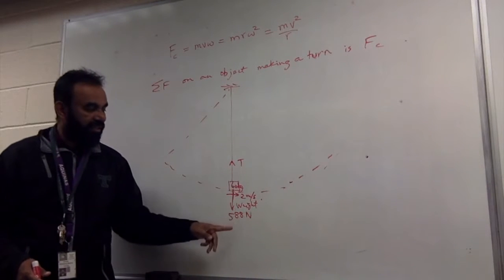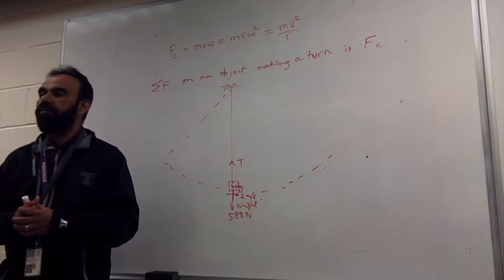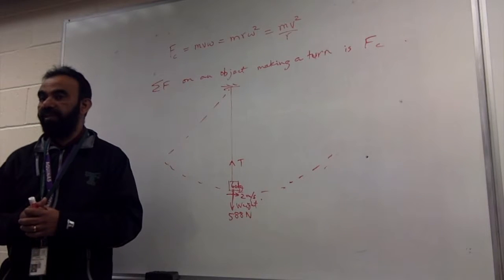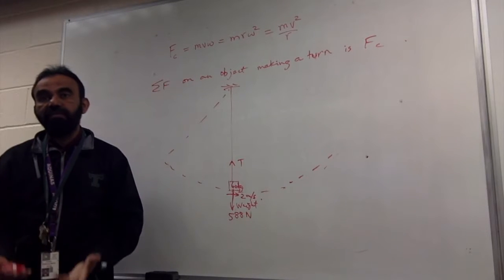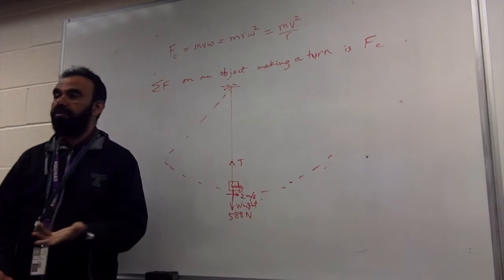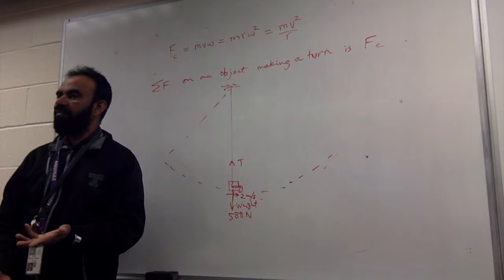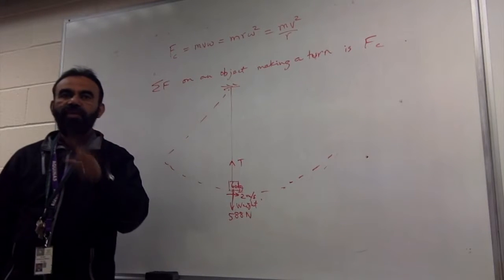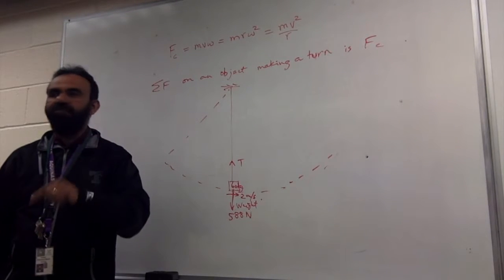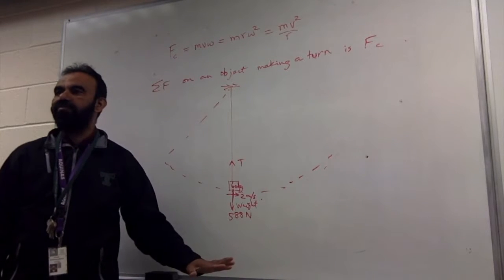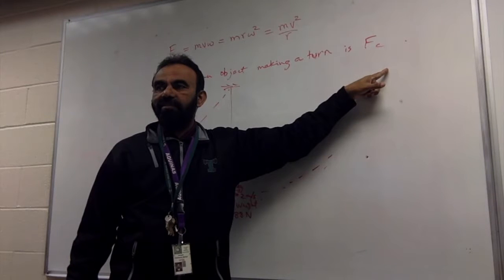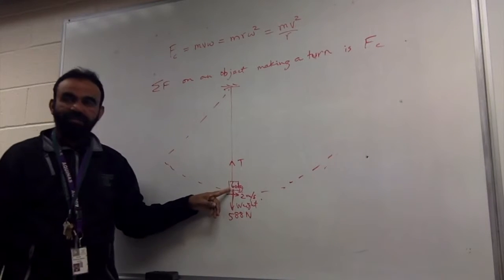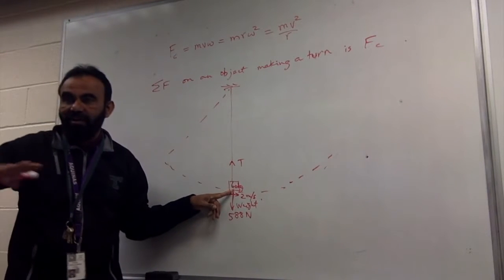And what do you know about tension here? Is it 588? If it is 588, what's the net force? Zero. And if the net force is zero, is a turn still possible? If something is going in a circular path, the net force is not zero. The net force is the centripetal force. Do you get it?